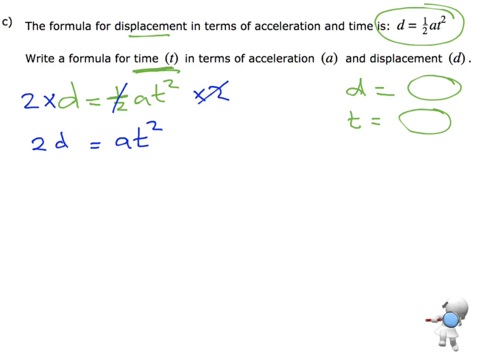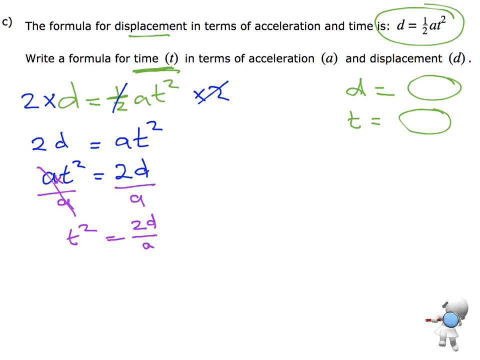Okay, next thing I want to do is try to get t by itself. So in fact, I'm going to flip this whole equation over and just get a t squared equals 2d. So I've got t squared. Now I can't break that t squared up yet. I first of all need to get rid of the a. So at the moment we've got a times t squared. Opposite of multiplying is dividing, so I'm going to divide both sides by a. That will cancel out to leave me with t squared equals 2d over a.